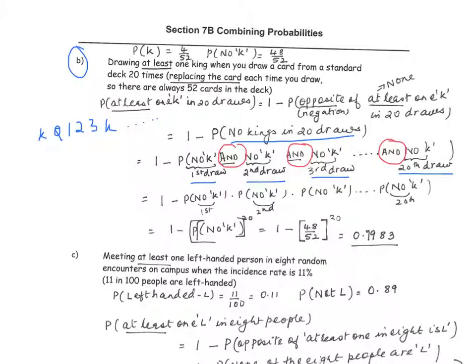So that's 1 minus probability of no king in the first, times no king in the second, times no king in the third, times no king in the 20th. So that is 48/52, which is the probability of not getting a king, to the 20th power, and that is equal to 0.7983. And the next one is very similar.